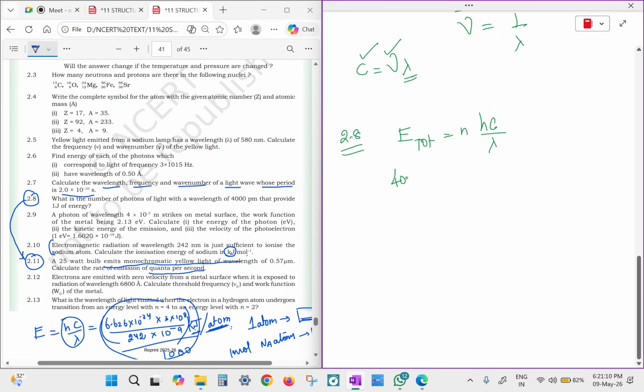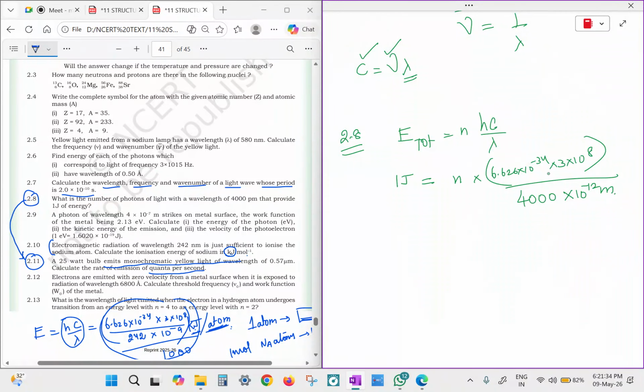So E total is 1 joule. That equals n times 6.626 into 10 to the power minus 34 into 3 into 10 to the power 8. You can multiply this and keep it. That will save your time, remember. Divided by 4000 picometers, so into 10 to the power minus 12 meters. Do all your calculation in SI units.